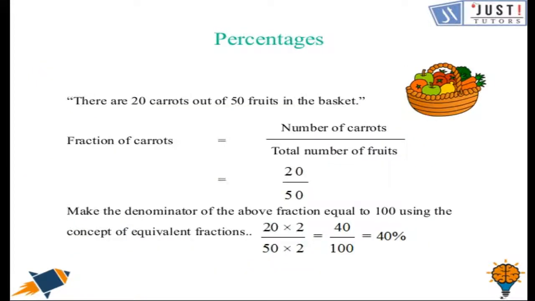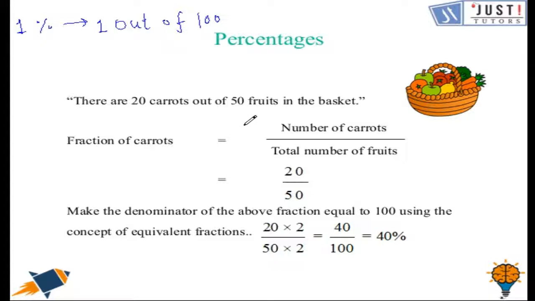Next is percentages. When we say percent, we really mean to say out of 100. So 1%, percent is out of 100. Whenever you see this percent symbol, just think of it as out of 100. If I say it is 1%, it says 1 out of 100. If I say 3%, it is 3 out of 100.